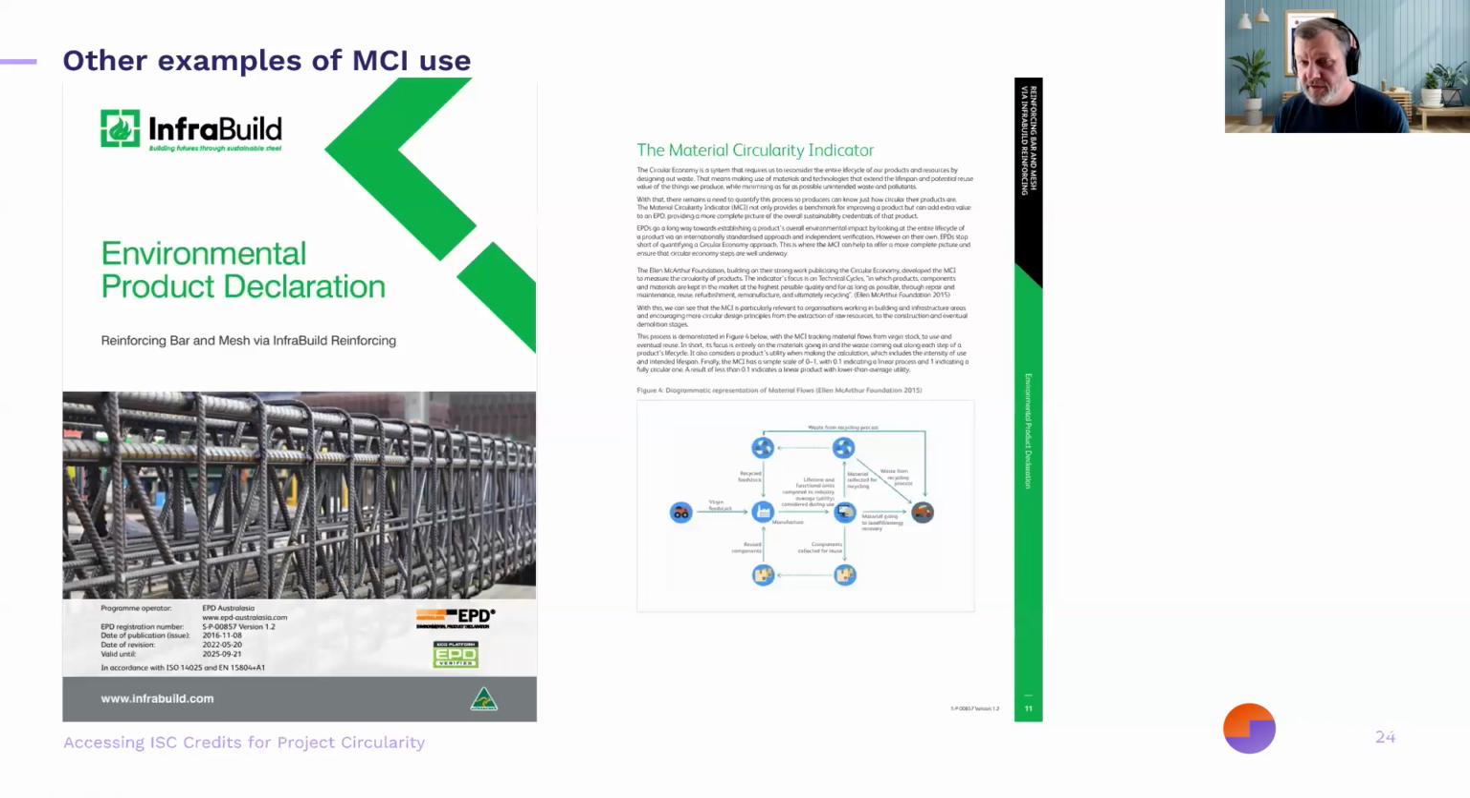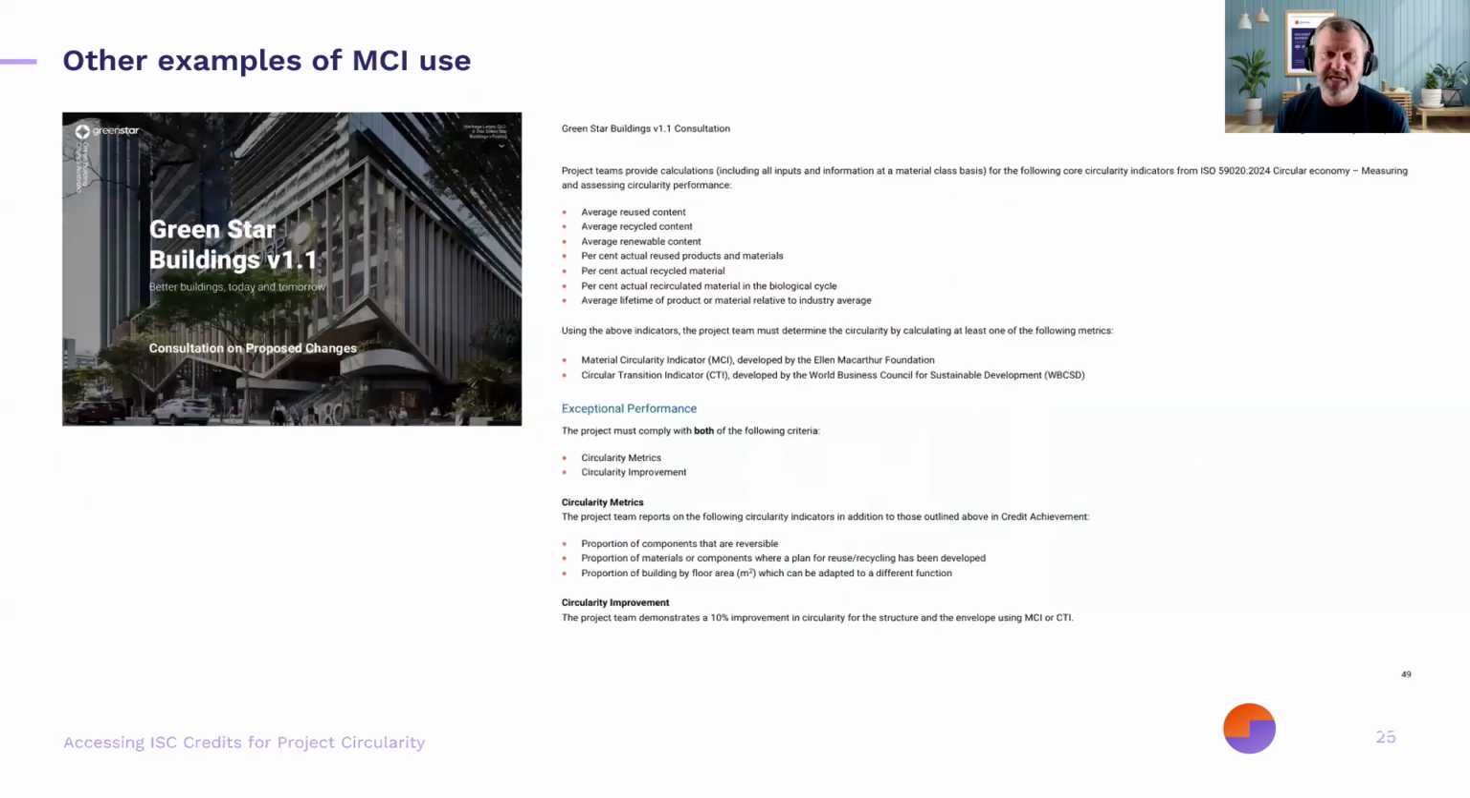Right. There are other examples of MCI in use. One of the early examples was actually through InfraBuild, who published the circularity of their products alongside their EPD. And I believe this is an ongoing exercise to incorporate the MCI alongside EPDs, and I think this is something we'll see more of. And we've also seen the incorporation of MCI in the draft Green Star for buildings version 1.1. So we'll see hopefully a greater use of MCI and other circularity metrics as we go forward as a way of reporting and standardizing the reporting of circularity. So with that, I'm going to hand over to Ben to take over and to lead the next session.